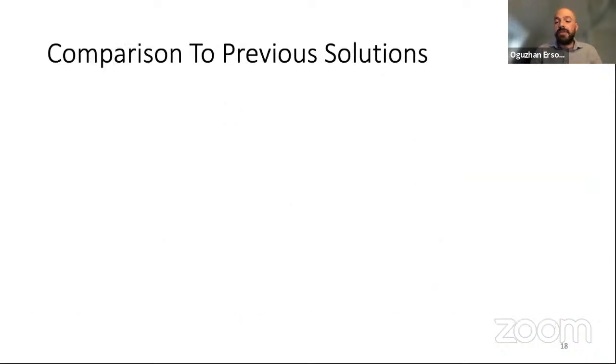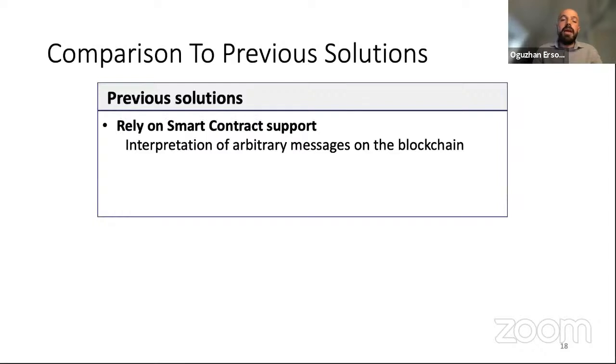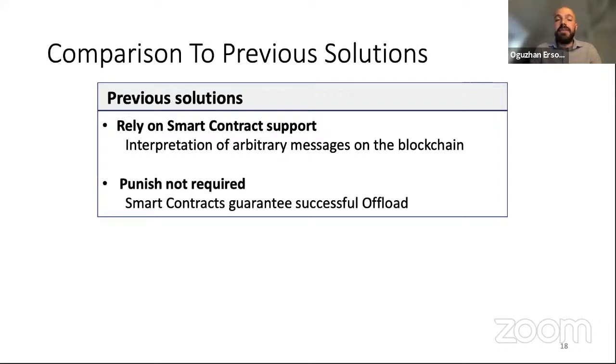And when we compare this with the existing works, as I already mentioned, the existing works rely on smart contracts, which can use any arbitrary Turing-complete logic for the creation of the system. And that's why this mechanism doesn't require punishment for the virtual channel, for malicious behavior, if one of the parties tries to close this channel by misbehaving. And this is because smart contracts can guarantee successful offload of the virtual channel.